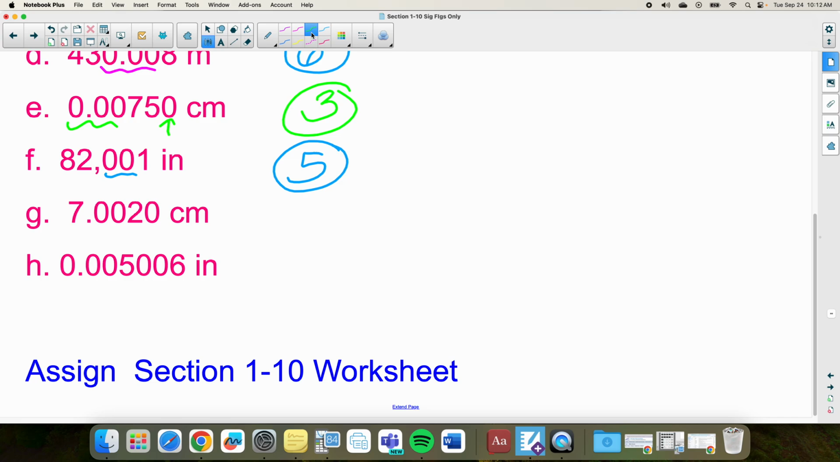When I look at the next one, do I count those 2? Because they're in between 2 non-zero numbers, do I count this one? Yes, because it's a trailing 0. So that one would be 5. Then if we look at this last one, do I count these? No. Do I count these? Yes. So do you get it would be 1, 2, 3, 4?